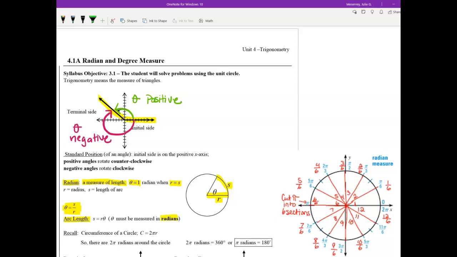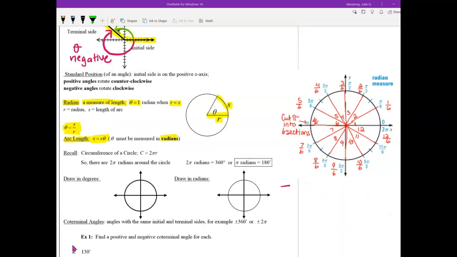Arc length, if we wanted to take this equation and multiply both sides by r, the same formula would be S equals r theta. And again, we only use this when theta is measured in radians. So just a reminder, the circumference formula is 2 pi r. So that means there are 2 pi radians around the circle when the radius is 1.